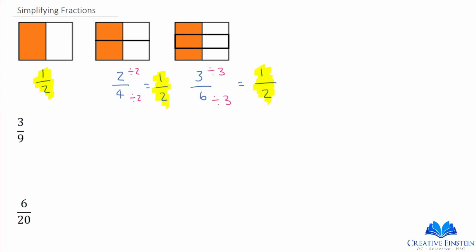Alright, let's look at some more examples. My next fraction is 3/9. So again, we need to find the common factor. So 3 and 9, the common factor is 3. So I'm going to divide the numerator by 3, and I'm also going to divide the denominator by 3. 3 divided by 3 is 1. 9 divided by 3 is 3. So 3 on 9 is the same as 1/3. We'll look at a few more examples.